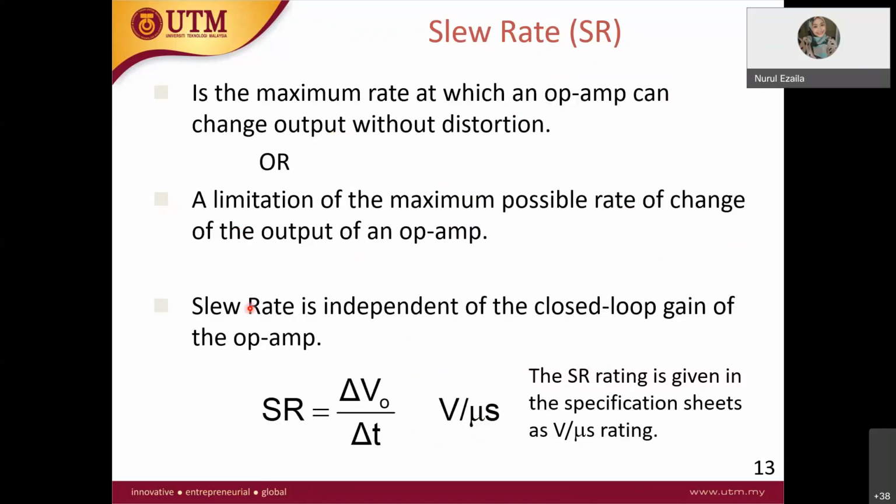Slew rate is independent of the closed loop gain. Slew rate is another parameter which is equal to the difference of voltage over time, how much the voltage can change over time. So is it fast? If it needs more time, it means the slew rate is low. If it needs less time, then the slew rate is high.